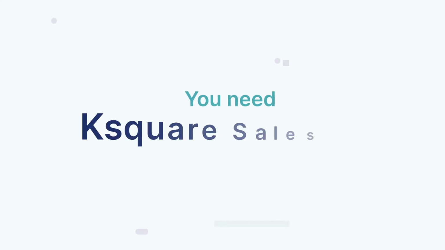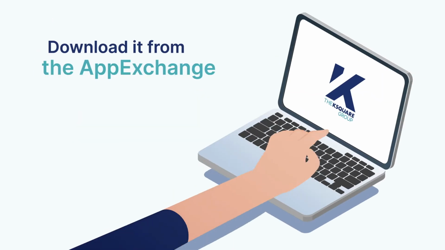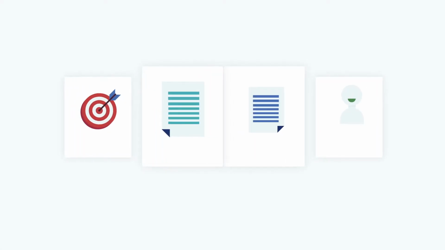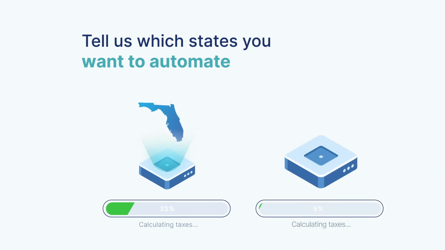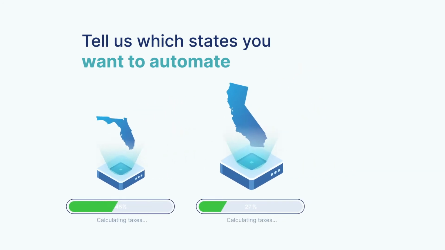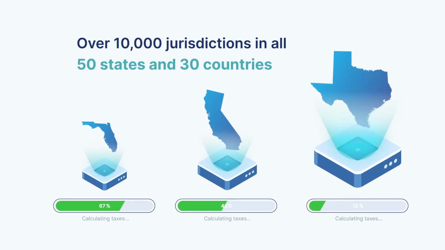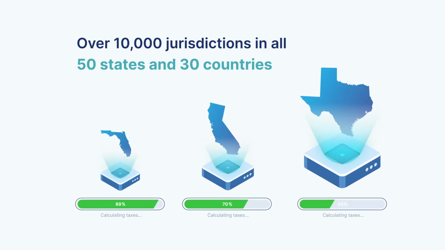You need Ksquare Sales Tax. Download it from the App Exchange. Email support to get your token and add buttons to the objects you want to configure. Tell us which states you want to automate. Then our app calculates taxes for over 10,000 jurisdictions in all 50 states and 30 countries.